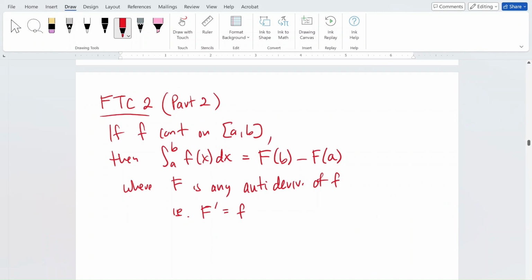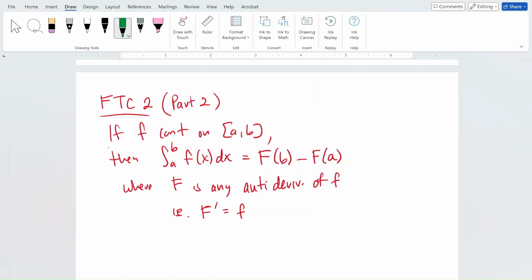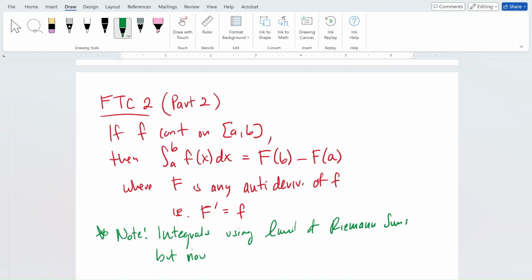So what's nice about this particular fundamental theorem of calculus, this is where you guys were saying that this stuff will make your lives so much easier. When we were trying to find integrals, we first did it using the limits of your Riemann sums. But now it will be so much simpler, or so much easier, because of this fundamental theorem of calculus.